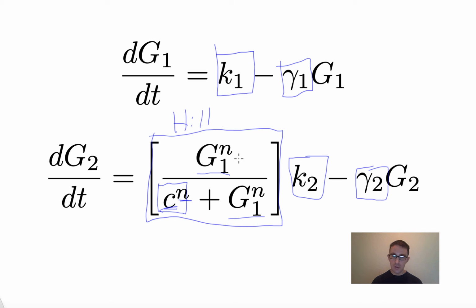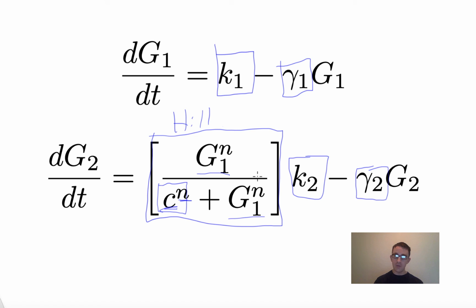To make this intuitive, let's talk about some edge cases. What if we have 0 of gene 1? With 0 of gene 1, this whole thing will just be 0. And if this whole thing is 0, then the production rate of gene 2 is going to be 0 times K sub 2, which is just 0. So if we have 0 of gene 1, then we also have 0 production of gene 2.